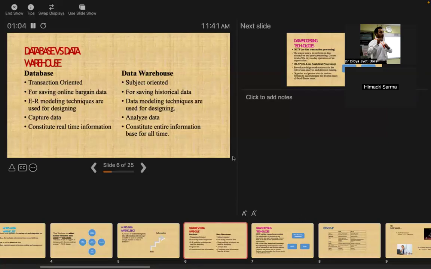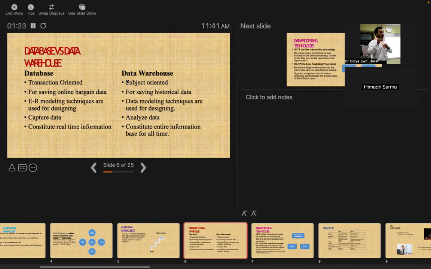In the last class, we were discussing the differences between database and data warehouse, right? We started with the definition. We started with why we have to go for data mining, right? And the basic things we have discussed in the last class.